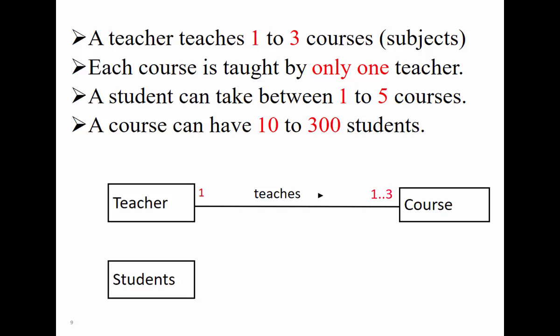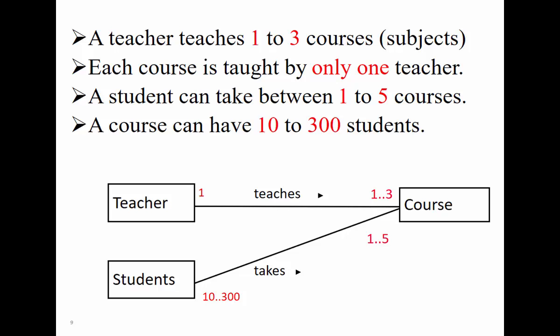What's the line? The relation here, based on the text, is between the student and the teacher, or between the students and the course? Between the students and the course. What should the number be from the course side? 1 to 5 and 10 to 300.